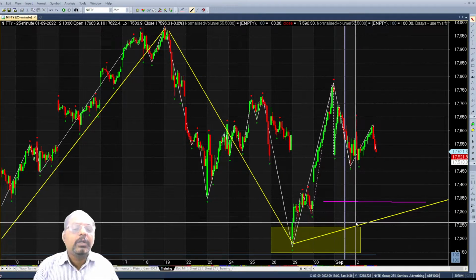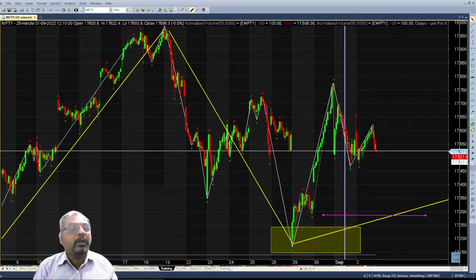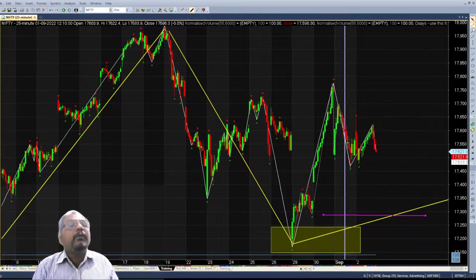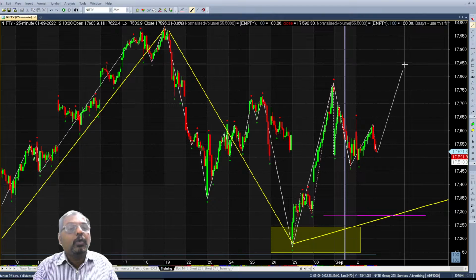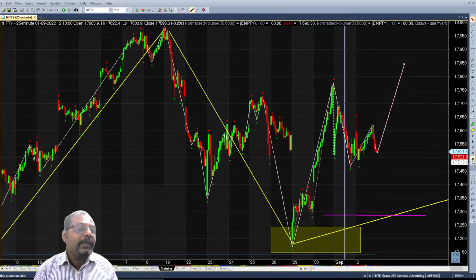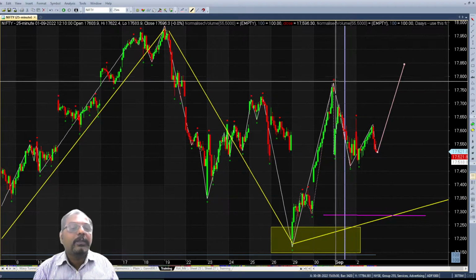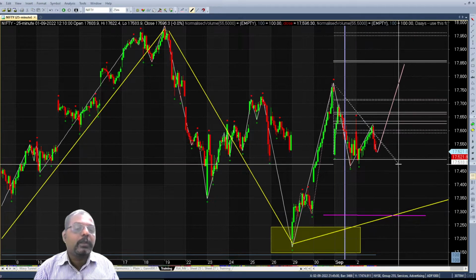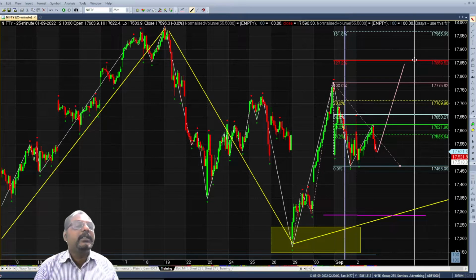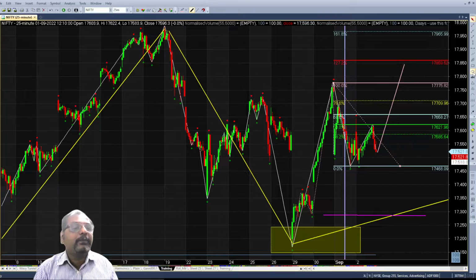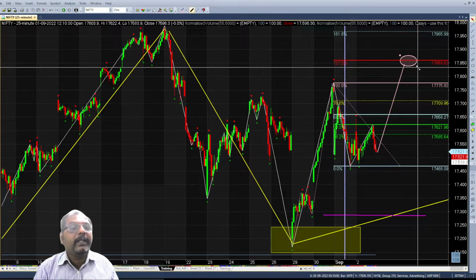Or if you want to even go below here, that should not be a big problem. And from here we expect markets to go up. Okay, how much? Again, 127. Very simple. So from here I am just going to draw this, and look at this. So 17,850 is going to be my immediate target.